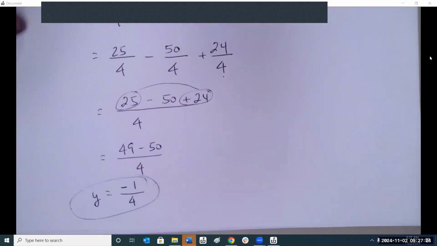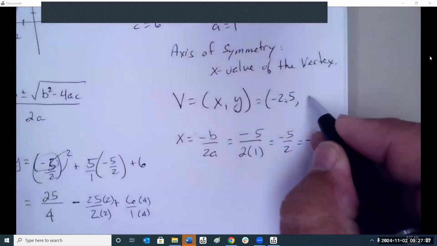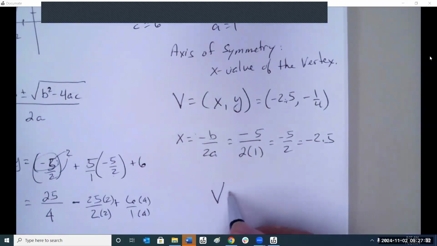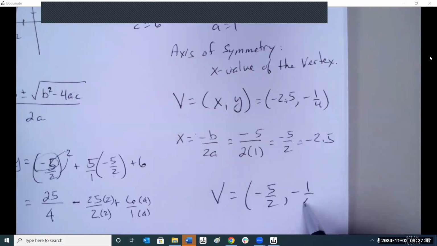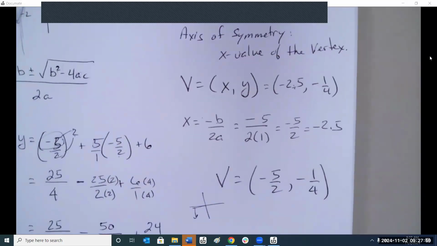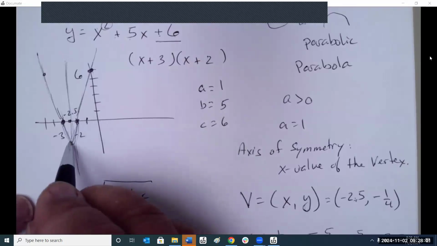So that's the y value of my vertex: -1/4. So my vertex is at -5/2, -1/4. Which quadrant are we in? They're both negative. Third one, yeah, because we go to the left and then we go down. So we're in the third quadrant.